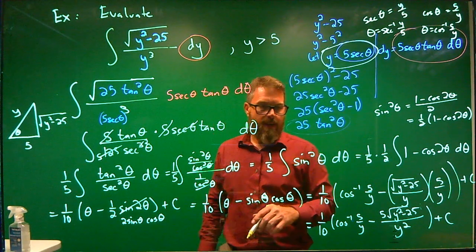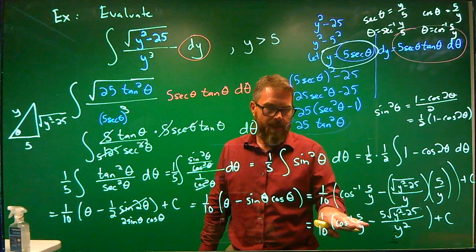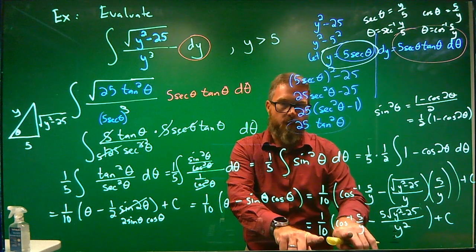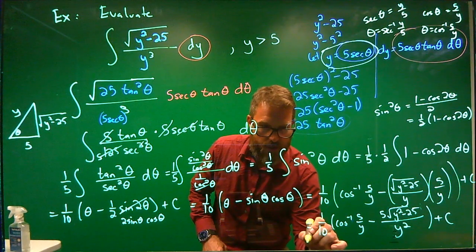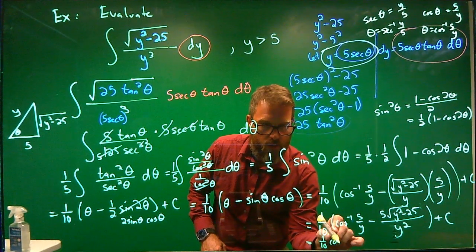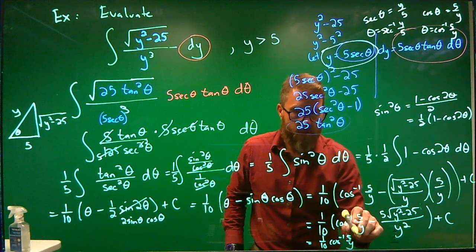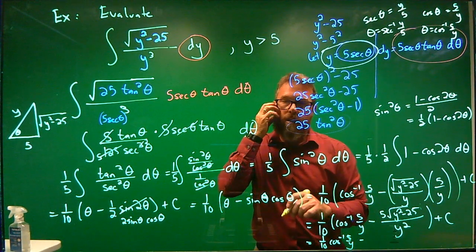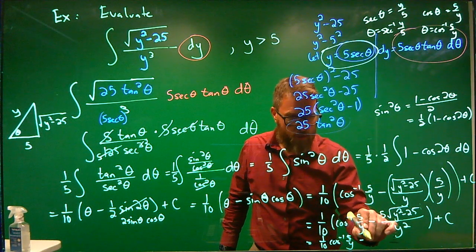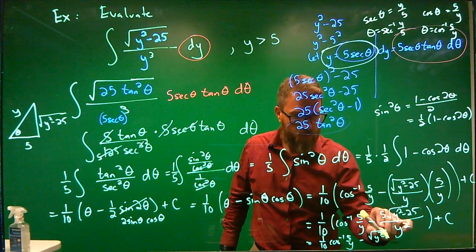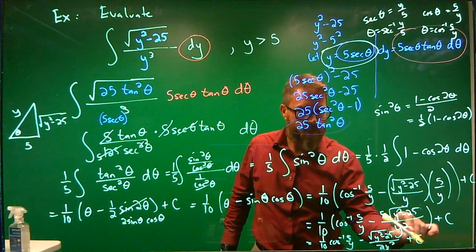And if we really want to get even more anal with this simplification, you can multiply this by 1/10. You can multiply this by 1/10. So this will be squishing this in. This is going to be 1/10 cosine inverse of 5 over y. 5 goes to the 10 twice, so this is going to be minus the square root of y squared minus 25 all over 2y squared plus c.